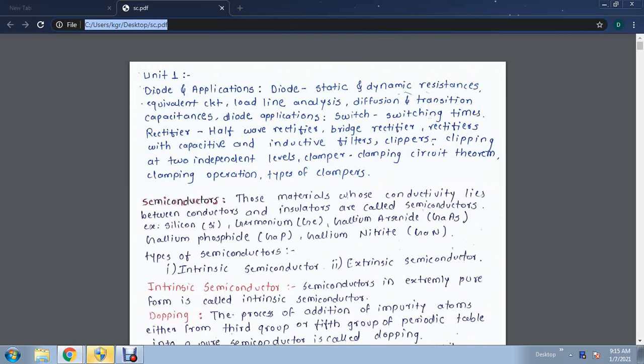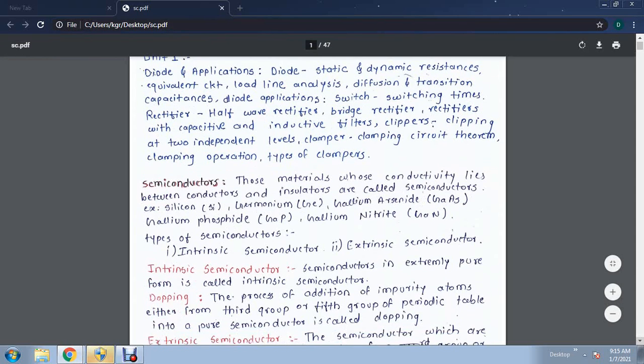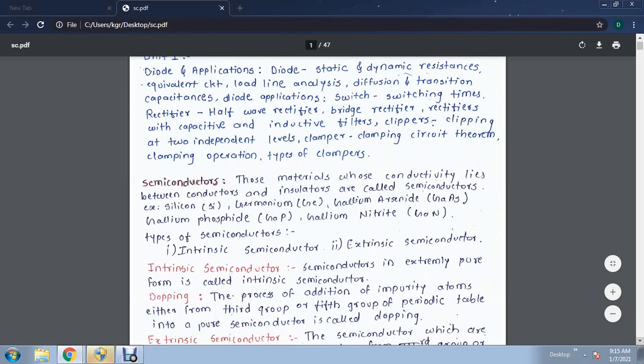The types of semiconductor material are intrinsic and extrinsic. The best examples of semiconductors are silicon, germanium, gallium arsenide, and gallium nitride. The atomic number of silicon is 14, that is 2 plus 8 plus 4, so the valency is 4. That is in between conductors and insulators. That's why semiconductor is preferred for both.